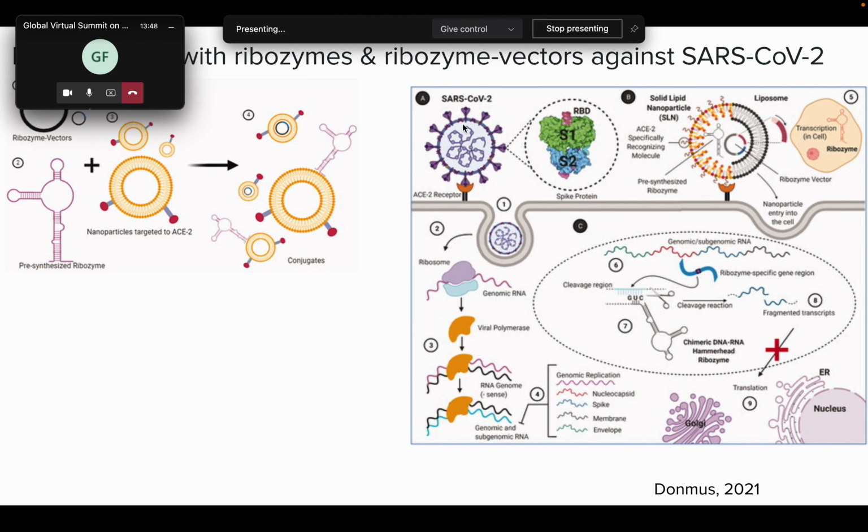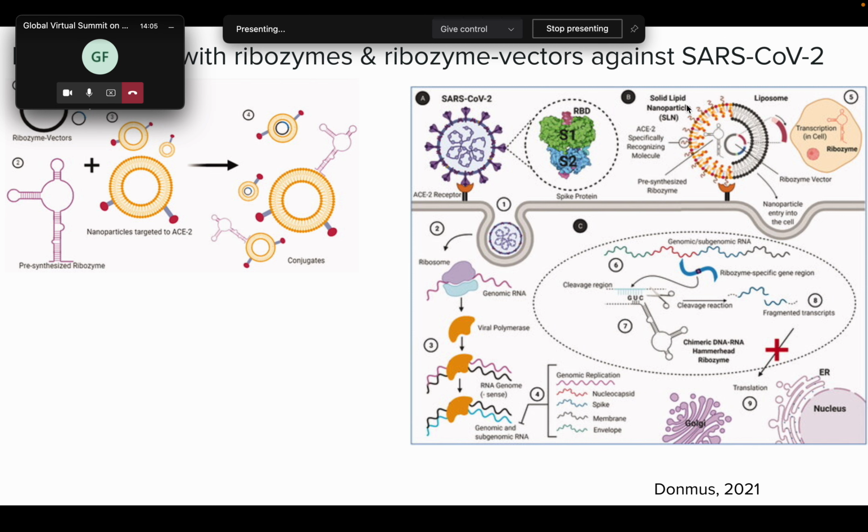Now here's how it works. Here you have the SARS-CoV-2 virus binding to ACE2 with the RBD and the S1 and S2 spike protein, and then it gets internalized into the cell, where the genomic RNA is read by a ribosome, and then you have the viral polymerase generating more virus.